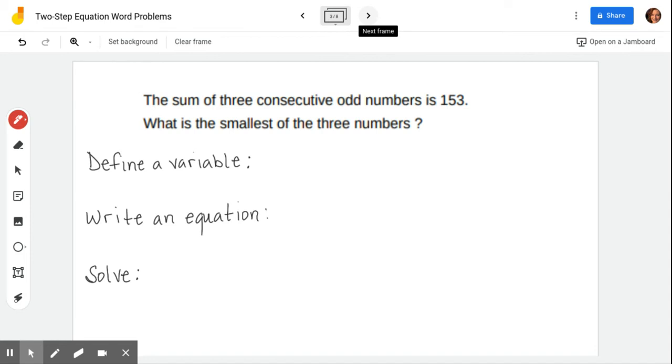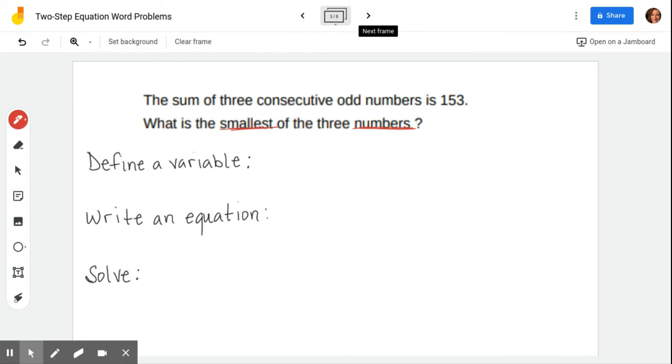Here's the next one. The sum of 3 consecutive odd numbers is 153. What is the smallest of these 3 numbers? So what is it we're solving for? We're solving for the smallest of the numbers. I'm just trying to find a number, right? So there's not really a label.